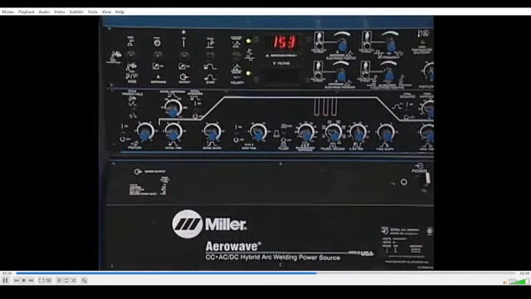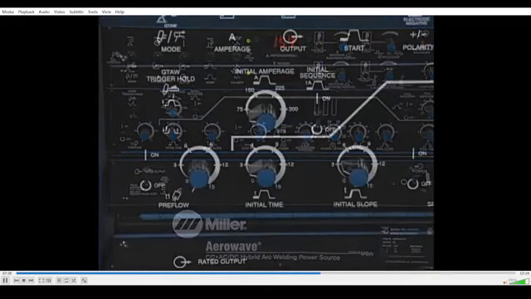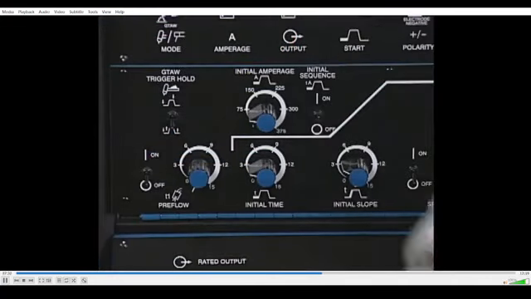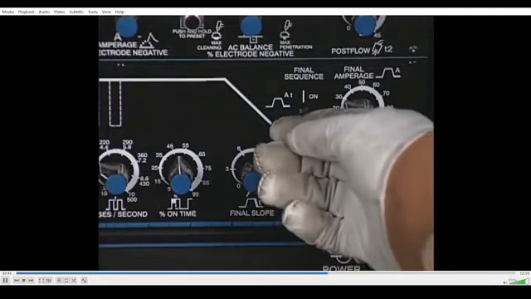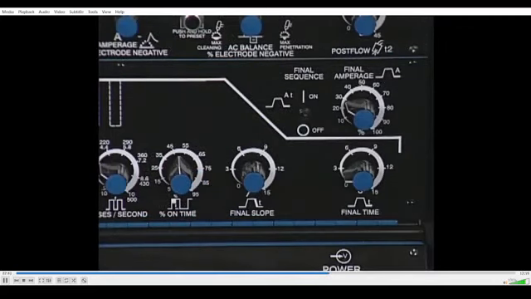Some power sources are equipped with upslope and downslope controls that are used in conjunction with automatic applications. Upslope produces a softer arc for arc starting by allowing you to adjust the time it takes amperage to increase to the high current setting. Downslope is a programmed reduction in the amperage to compensate for heat buildup and to allow for crater filling.